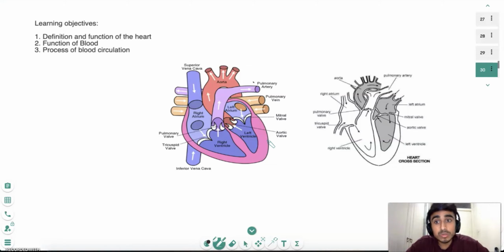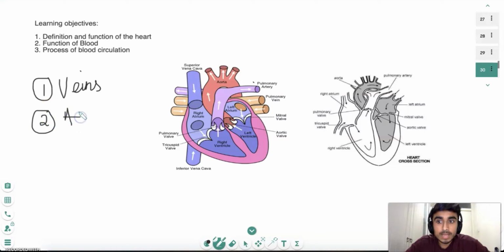Okay, so there are two types of blood vessels. The first one is veins. Veins are the first type of blood vessel. And the second one is arteries. So you've got veins and arteries, and it's very important to understand the functions of each of these blood vessels. It's very important to distinguish between both of them.